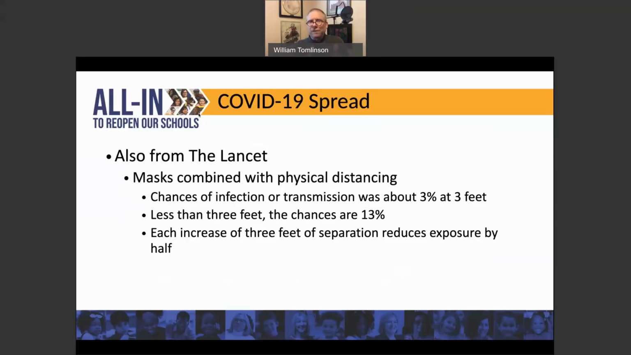But they found something interesting that I want you to think about. They found that each increase of 3 feet reduced exposure by half. So there was this inverse relationship. We increase distance by 3 feet, we reduce the potential for exposure by half. So that is a significant thing I want you to think about. Yes, 6 feet is separation, but always try to maintain as much separation as you can, even outside 6 feet, to further reduce the likelihood of an exposure.